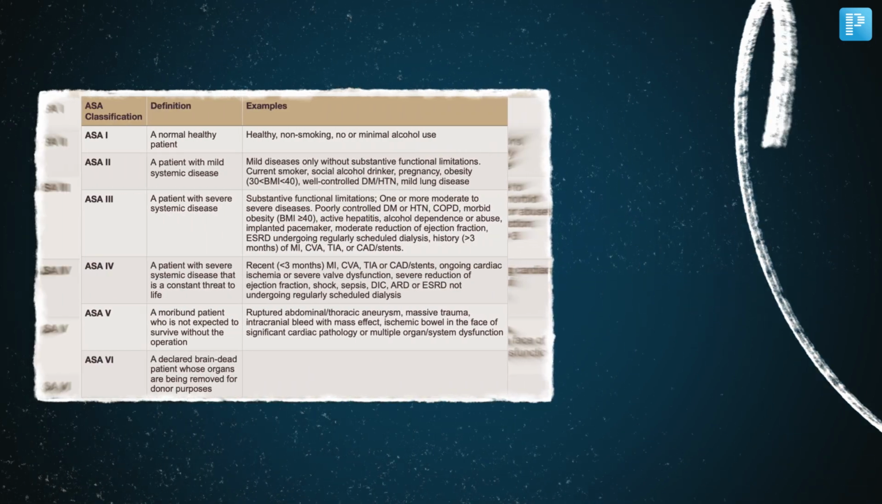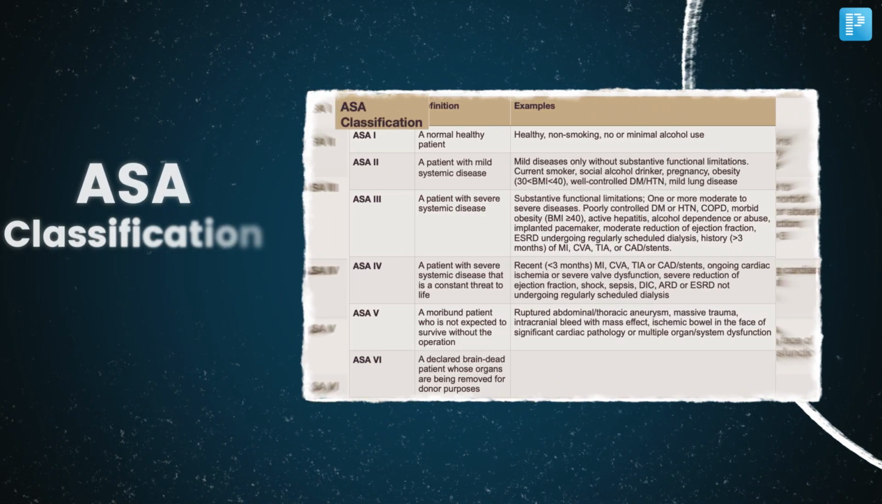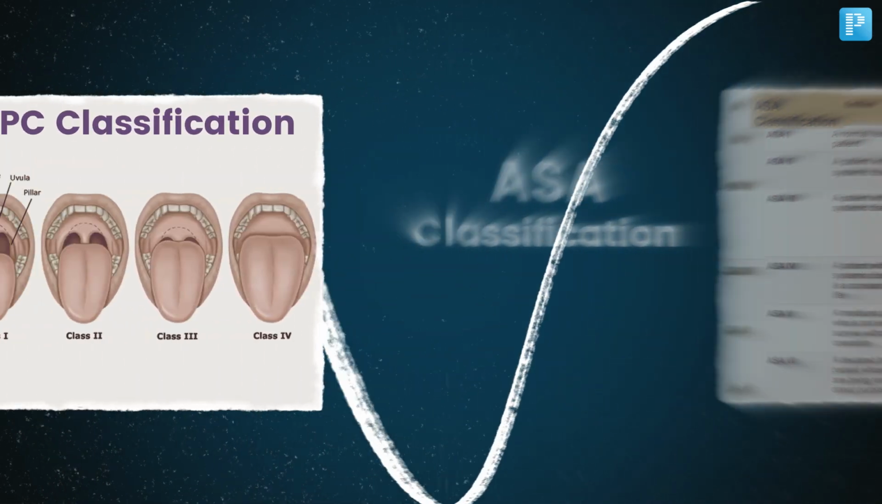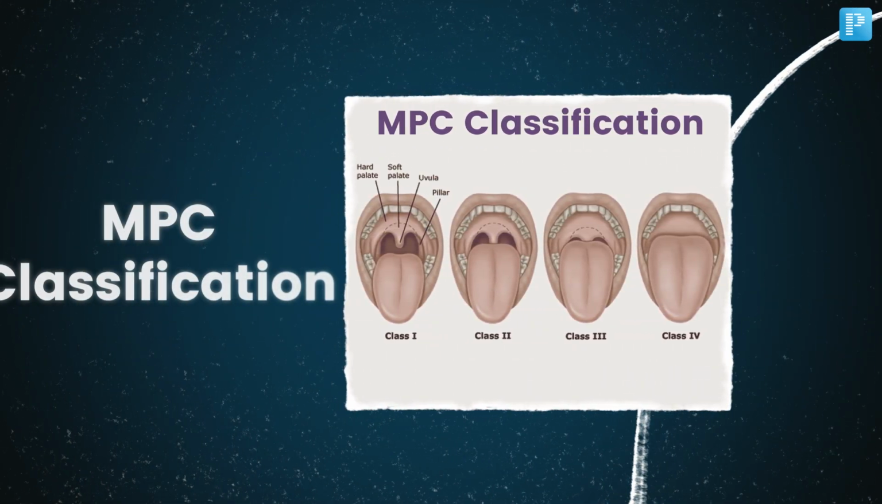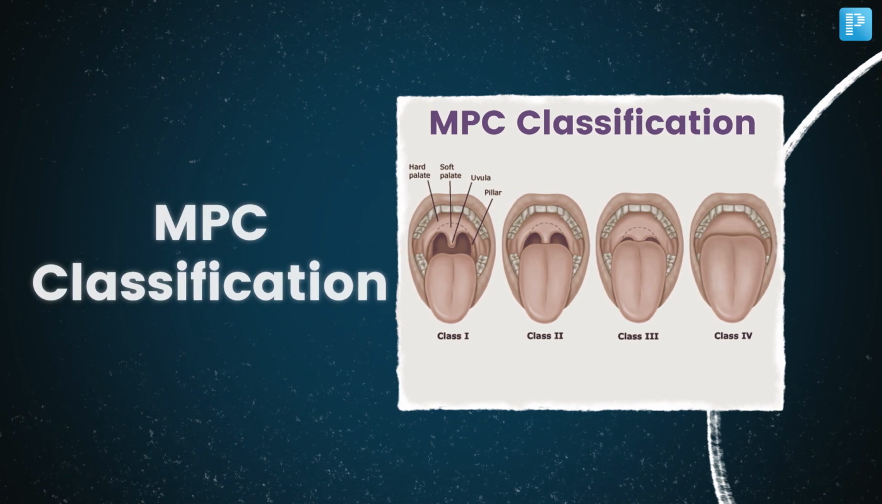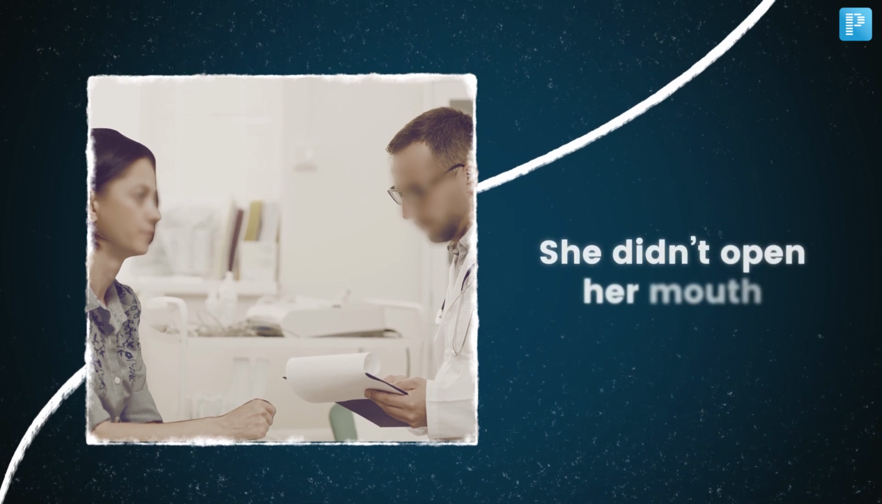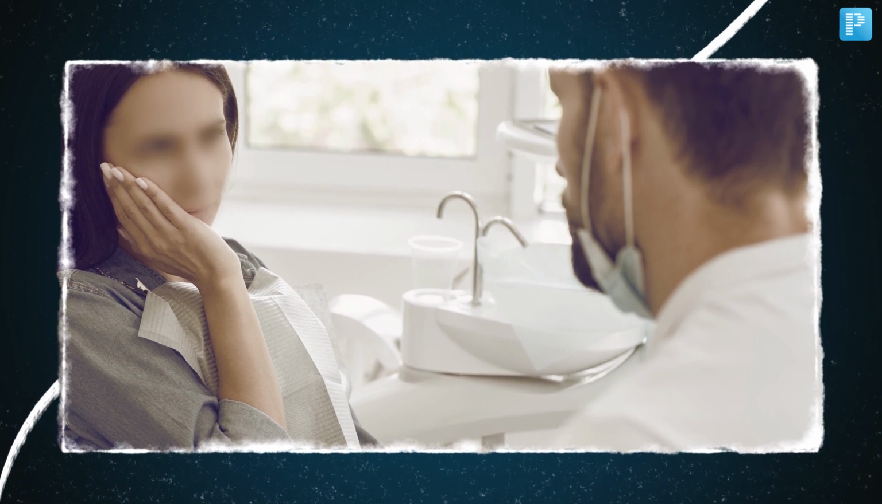Now I had to rate that patient in the ASA classification. But before moving on to the classification, there is one more important thing, that was the MPC classification. The patient was so intoxicated that she was not able to properly answer my questions. I asked her to open her mouth, but she didn't open her mouth at all. When I was visualizing her, I saw that she could barely open her mouth.